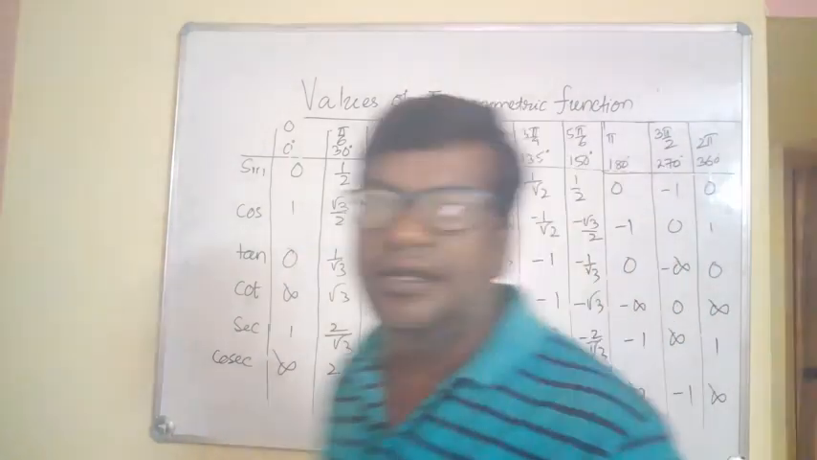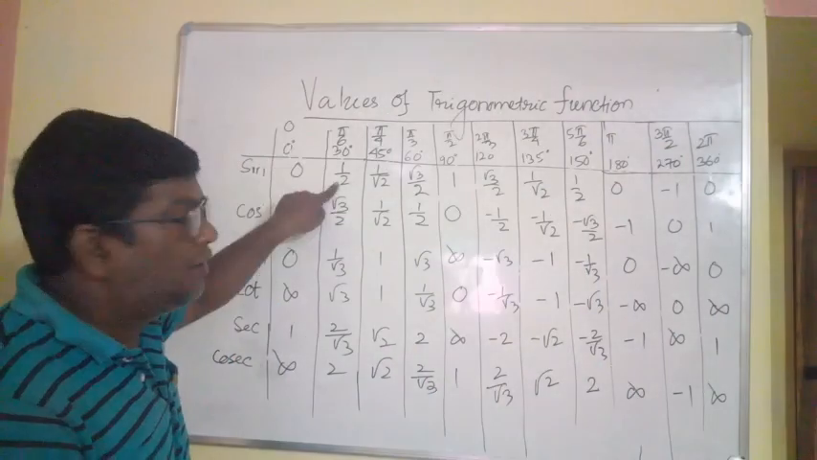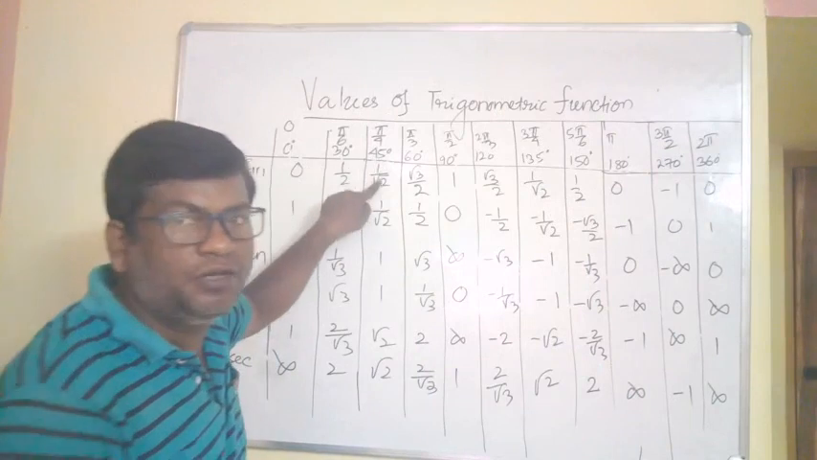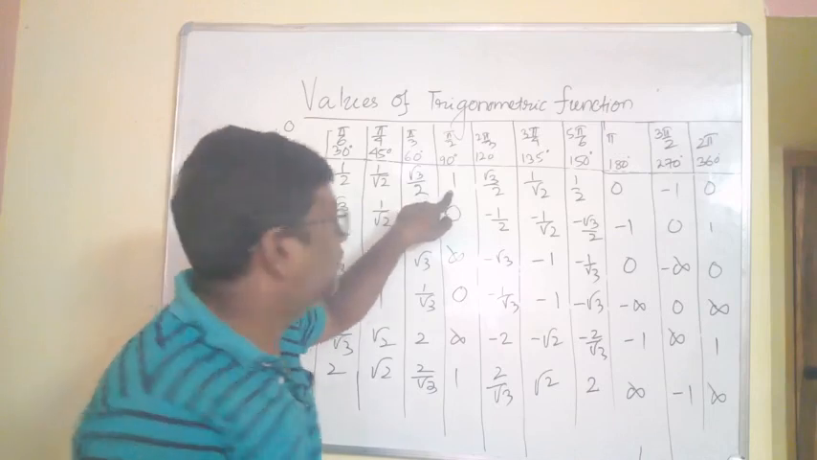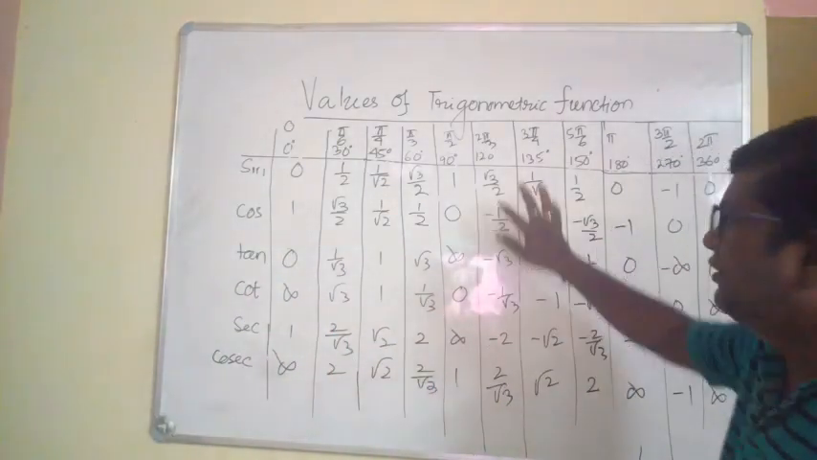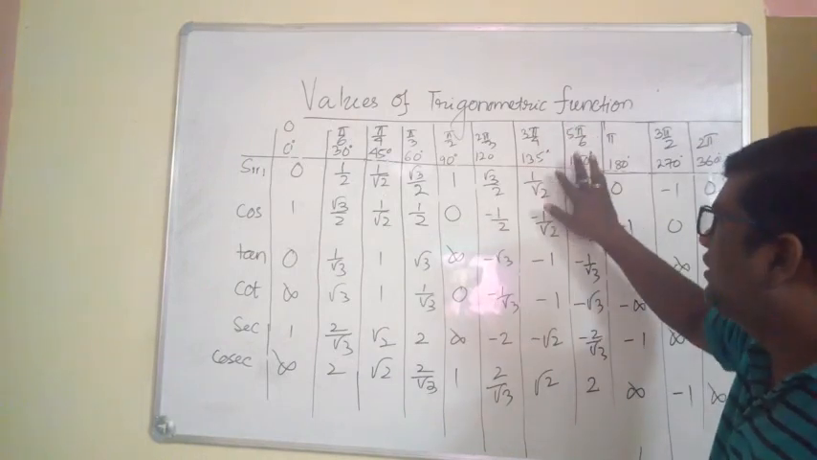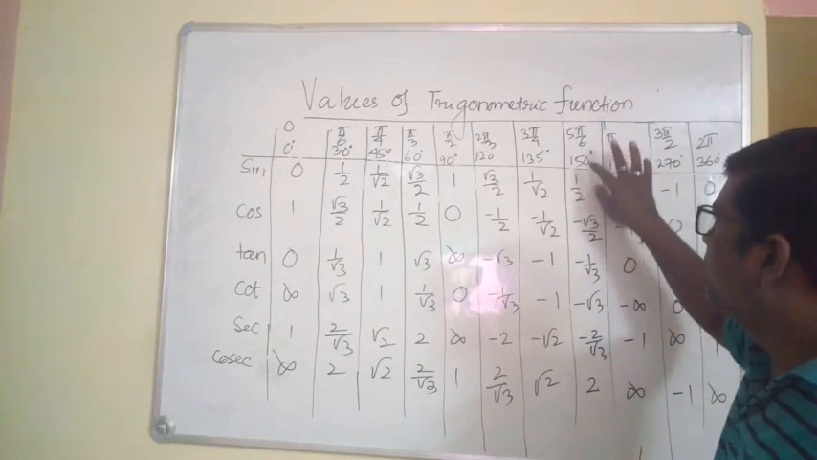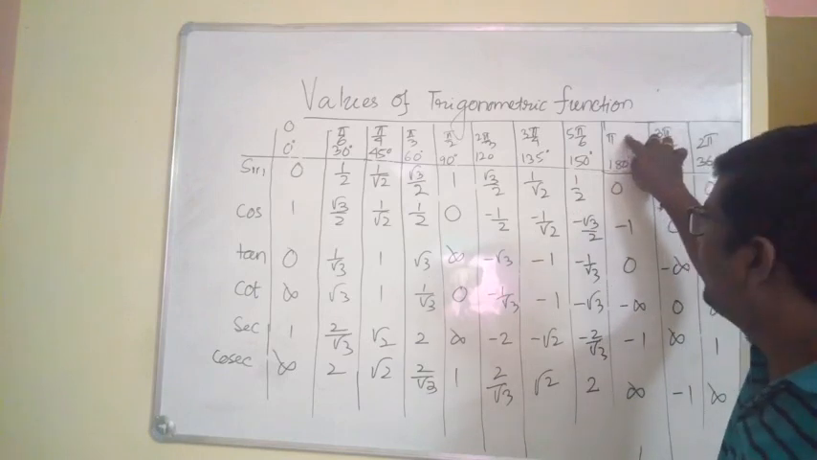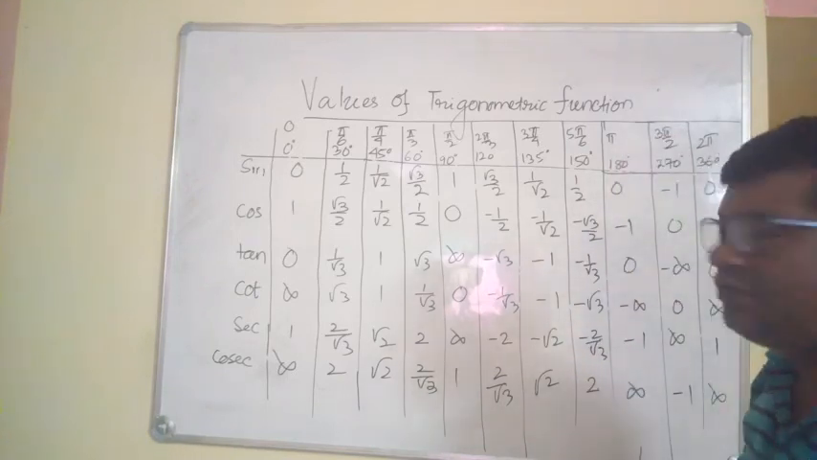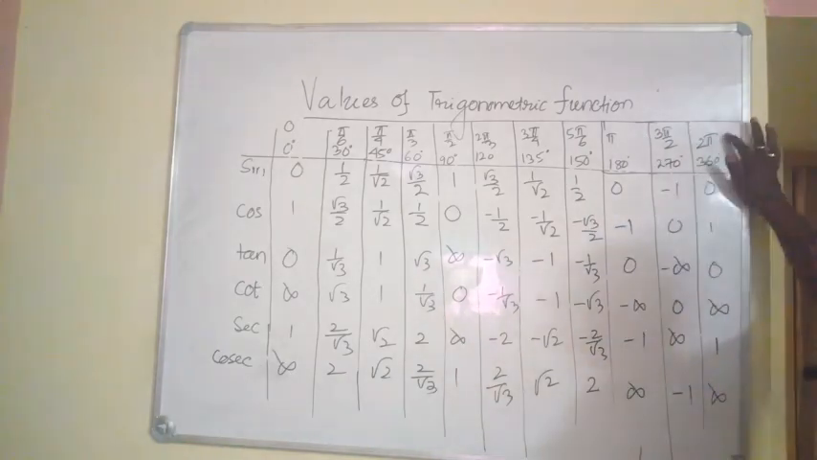Recheck again. Sine values: sin 0 is 0, 30 degree half, 45 degree 1 by root 2, 60 degree root 3 by 2, 90 degree 1, and sin 2 pi by 3, that is root 3 by 2, sin 3 pi by 4, 135 degree, that is 1 by root 2, sin 150 degree half, sin pi radian 180 degree 0, 3 pi by 2 minus 1 and 2 pi 0, right.